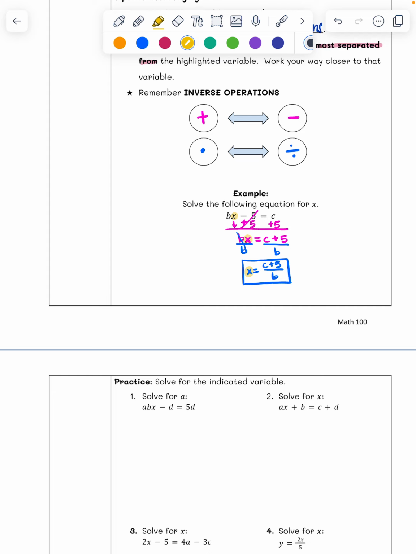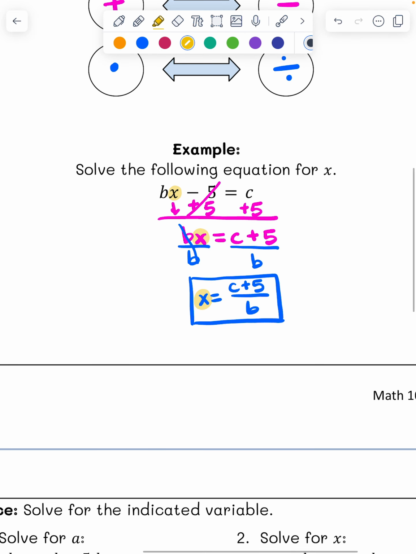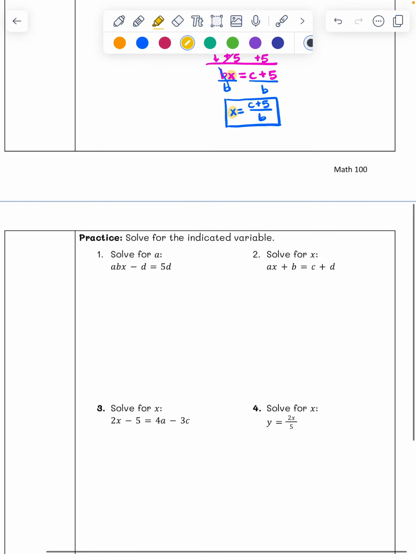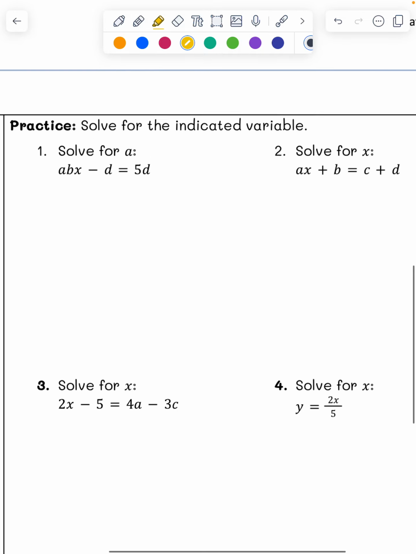Okay, so that's what we're doing. All I've done, I didn't solve anything because I don't have an actual number value for x, but I just rearranged this equation to show what represents the value of x. Okay, let's look at the next example.